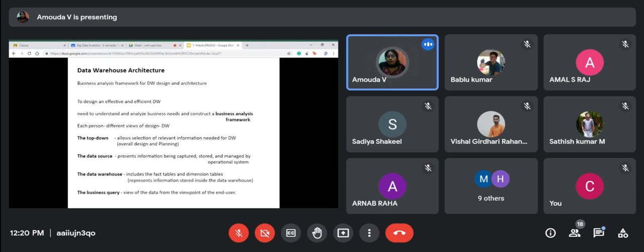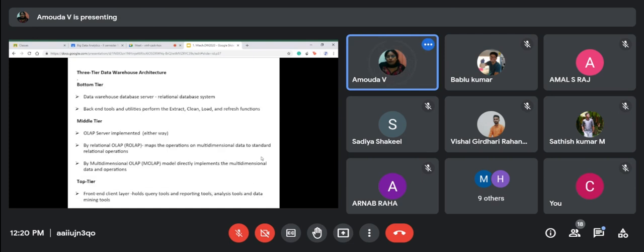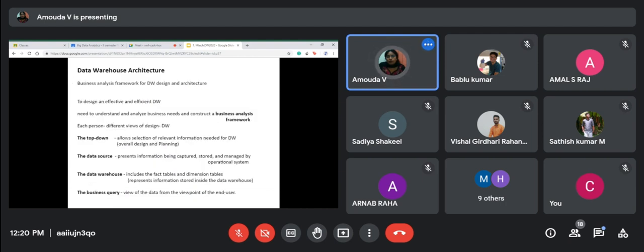The data warehouse: here we need to explain what fact tables and dimension tables are. Fact table is metrics; dimension tables are attributes. I'll tell you what that is in future. They represent the information stored in the data warehouse. Instead of having attributes and measurements together, we say dimension tables, and we separate the measurements as fact tables. Business query is the view of the data from the viewpoint of the user. So all should be accommodated in the planning and designing of the architecture.